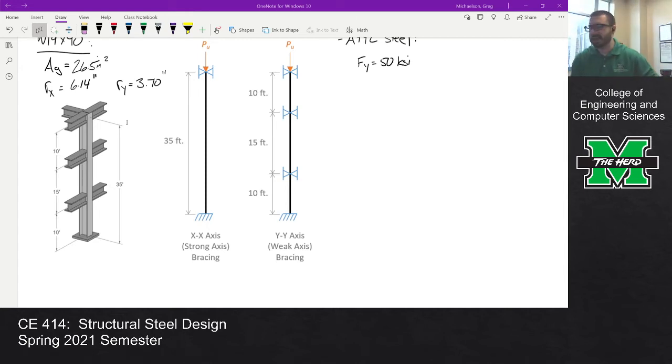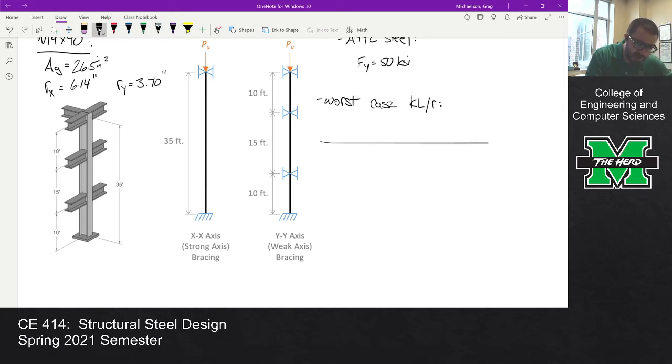While you all are copying this down, let's see if we can go through and determine which is the worst case KL over R. Now, the way I'm going to do that is I'm going to set this up as a little table. Now, help me out. How many segments about the y-axis am I going to have to consider? How many different segments am I going to have to compute a KL over R for on the y-axis? 3. And how many segments for the x-axis?